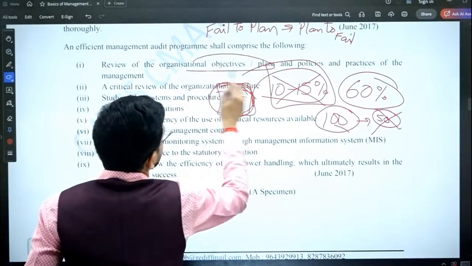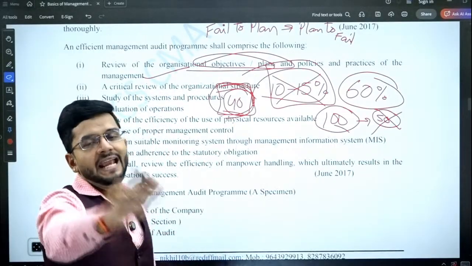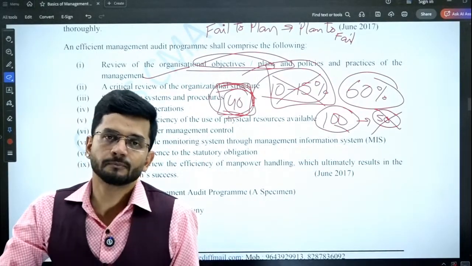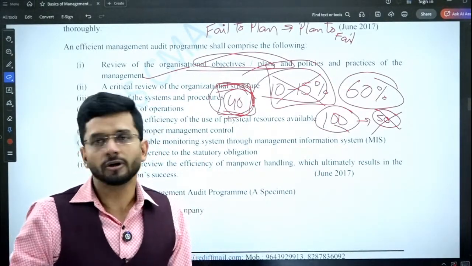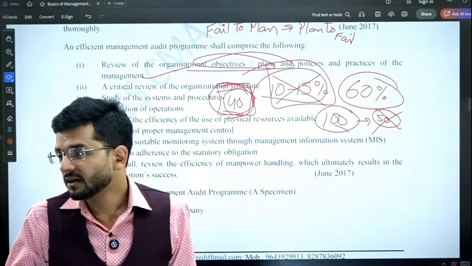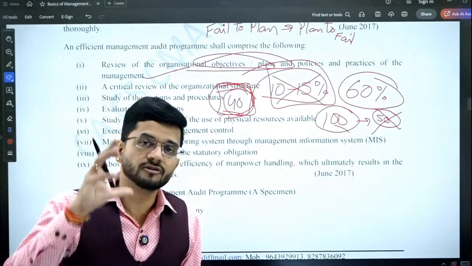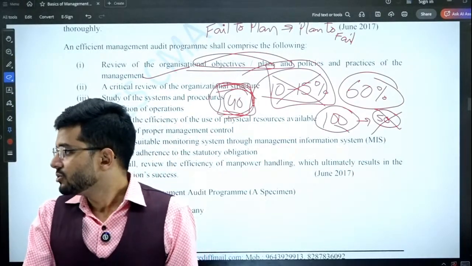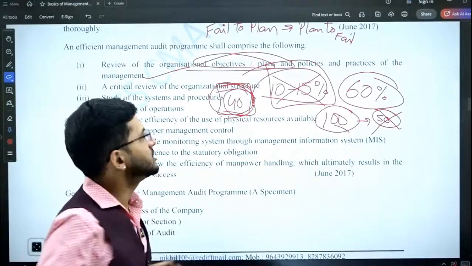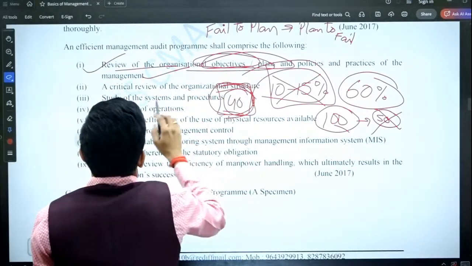You should first of all review the objectives, plans, policies of the management. What does management aim at? What does management want to achieve? Do they want to achieve employee retention? Do they want to achieve high profitability? Do they want to achieve a good market share? What do they want to achieve? That's your first prerogative. You need to actually understand what management wants to achieve. So what are the objectives of the management? That is the first thing that you need to understand.